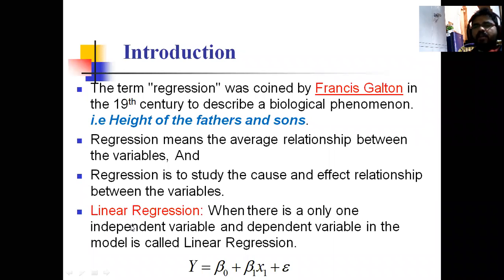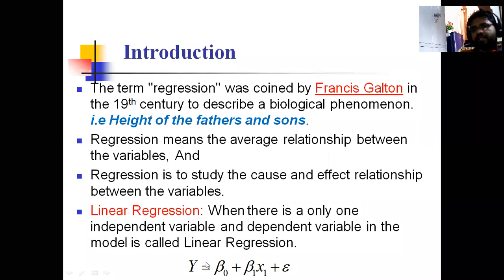For example, in a particular model, if there is only one independent variable and one dependent variable, it is called linear regression, and the coefficient value of x, the explanatory variable, is equal to 1. That is called simple linear regression. Generally, simple regression is when there is a relationship between one dependent variable and one independent variable. When it comes to linear regression, the power value is equal to 1.